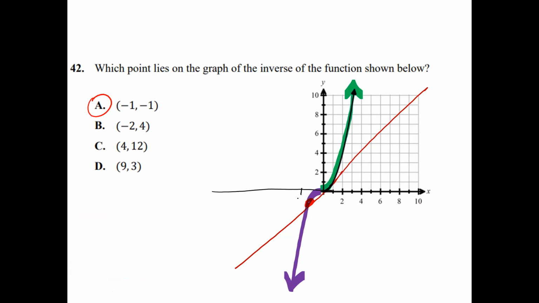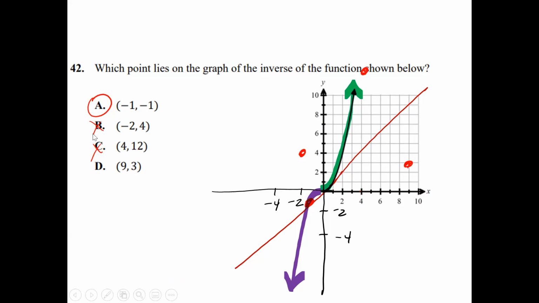If this is 2, this is going to be a -2. If that's 4, this has to be a -4. If this is a +2, this is a -2. If that's a +4, that's a -4. Okay, then -2, +4 is going to be up here. That's not on the graph, so not B. 4, 12 is going to be all the way up here. That's not on the inverse, which is the purple graph. And then 9, 3, that's all the way over here, and that's not even touching anything.